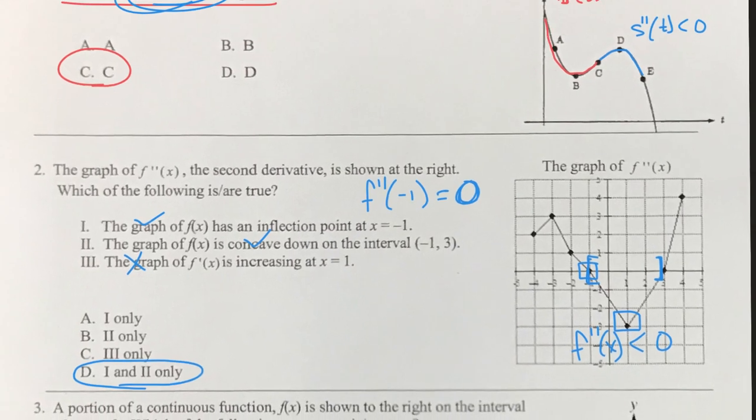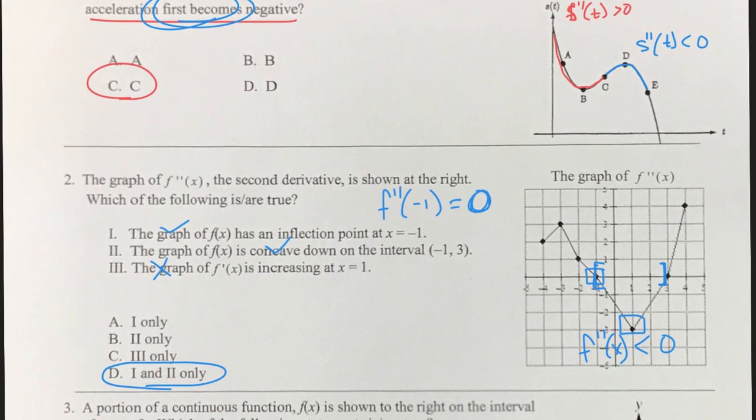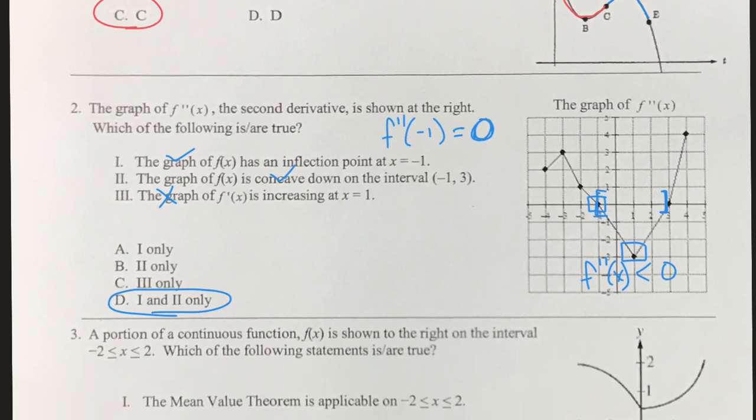So we have some graphs that we're analyzing, and we're putting together f prime and f double prime: the graph, the first derivative, and the second derivative.